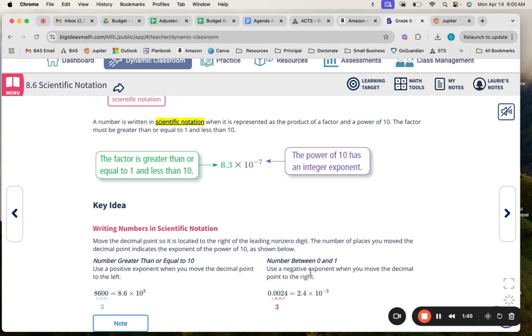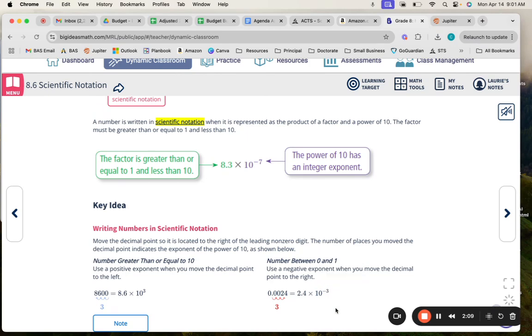If you are dealing with a less than a whole number, so for instance, 0.0024, we are going to move the decimal to the right until there's only one number in front of the decimal. So again, we moved it 3 place values, but since we went to the right, the exponent is a -3.